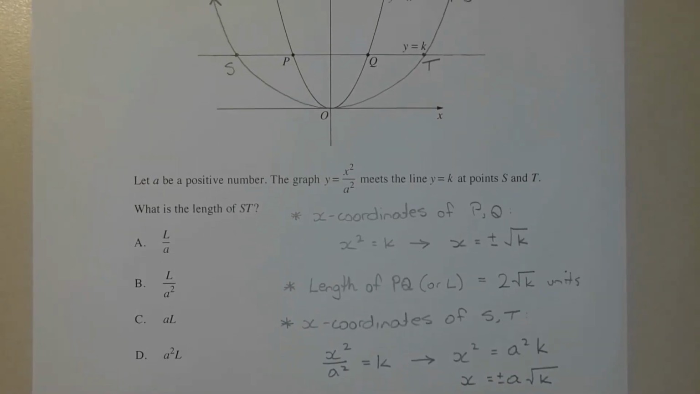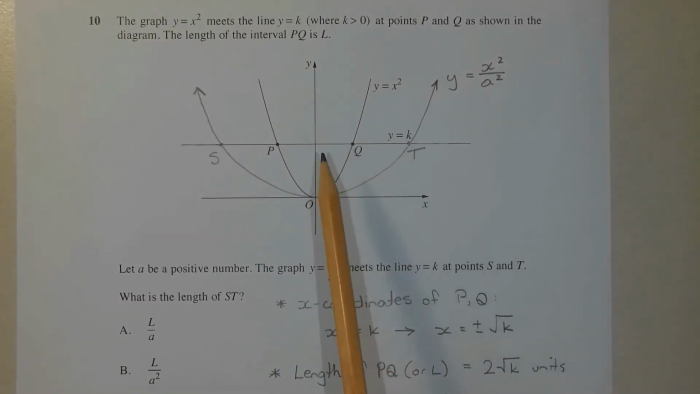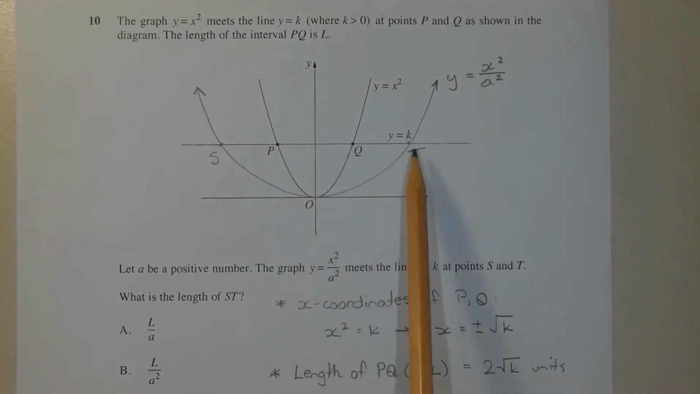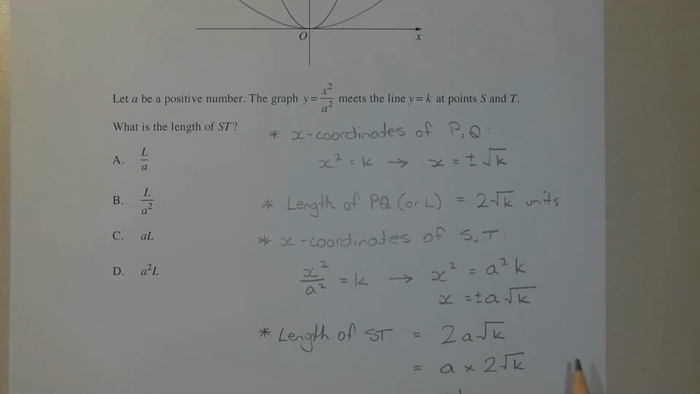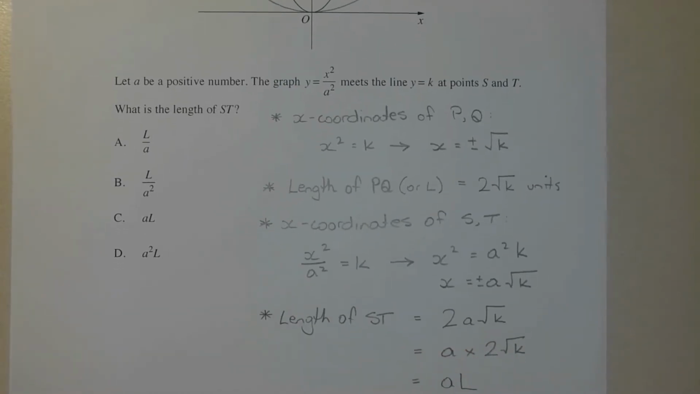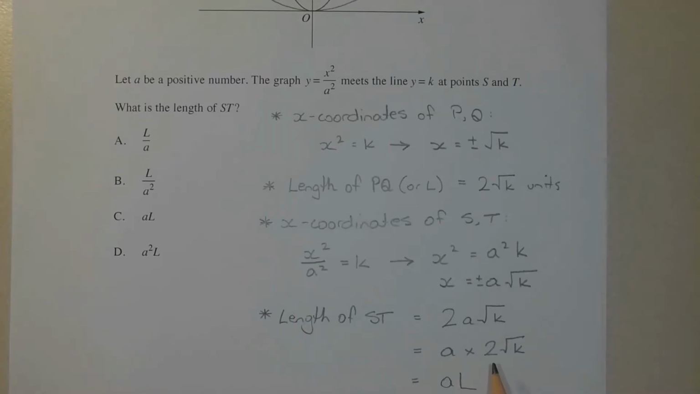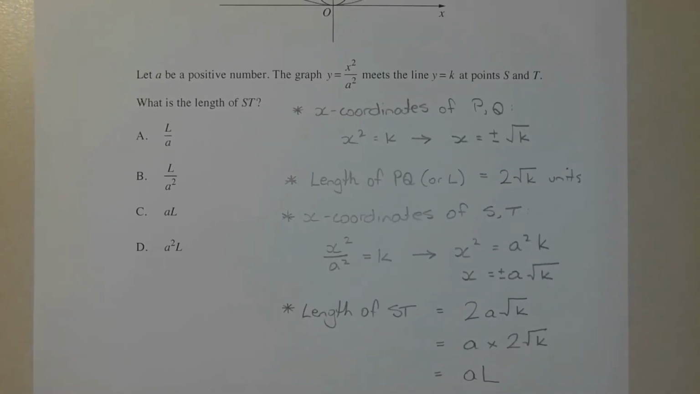So the length of ST is equal to twice the length from the y-axis to the point T. Now the x-coordinate of point T is a root k. So doubling that, we get the length of ST is equal to 2 times a root k, which is equal to a times 2 root k. And 2 root k is the length of interval PQ, which we found up here. So the length of ST is equal to a times L, which equals AL. Therefore, the correct answer is option C.